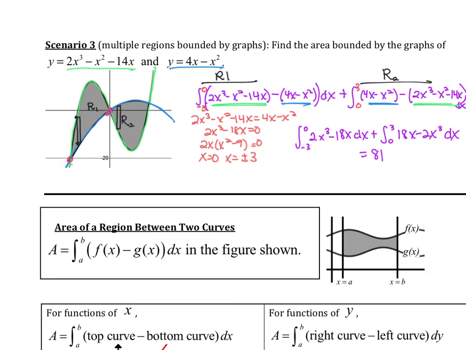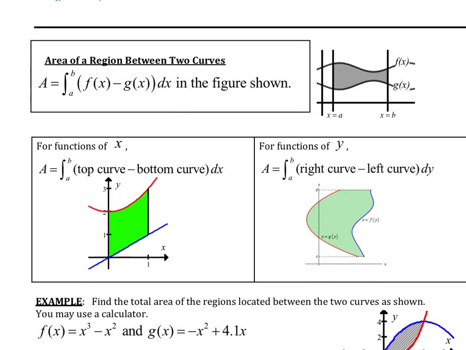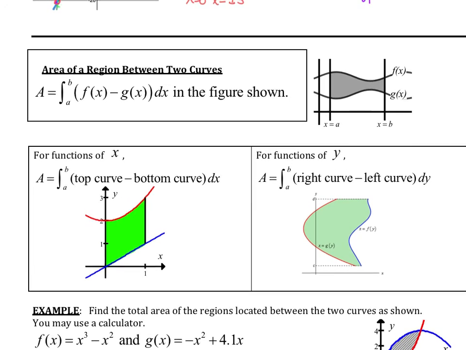Well, if we want to generalize this, we can look at some examples here. The region between two curves is going to be the top curve, whatever that top curve is, minus the bottom curve, in between our two bounds that we're looking for, as long as it's a function of x.